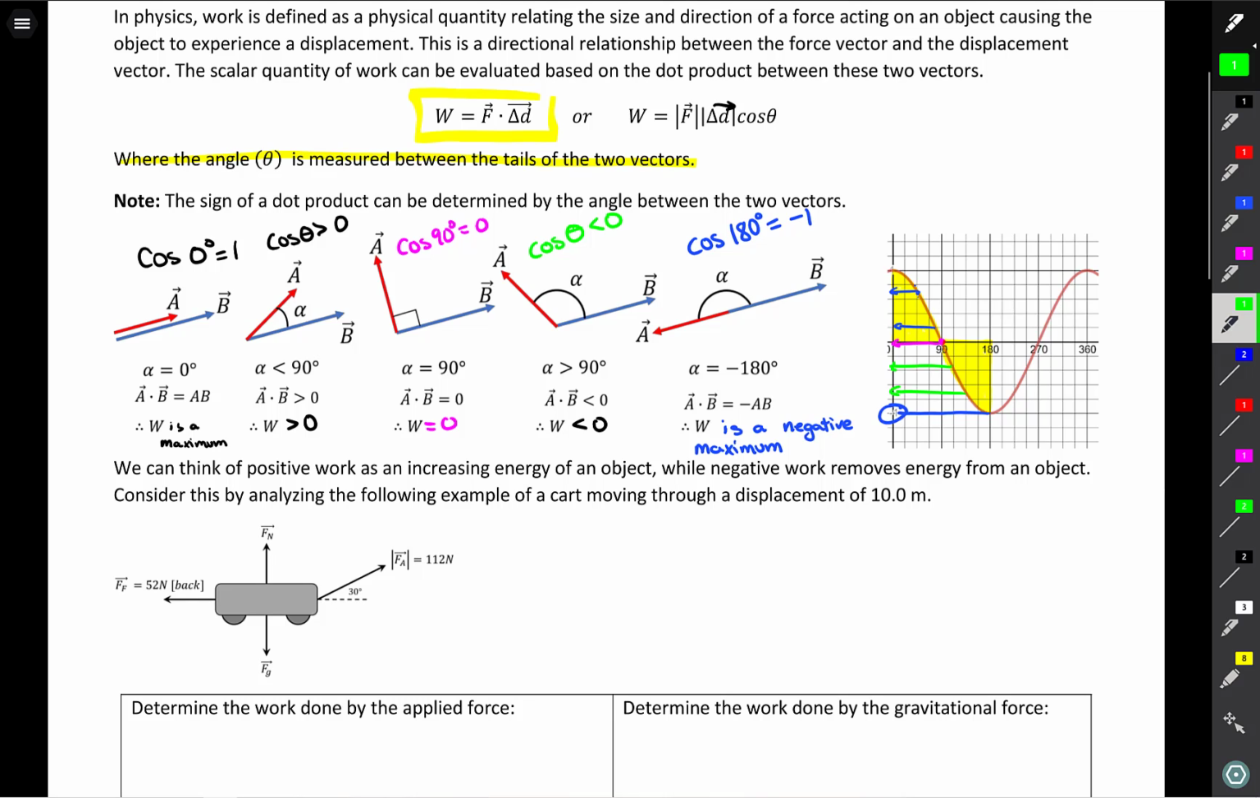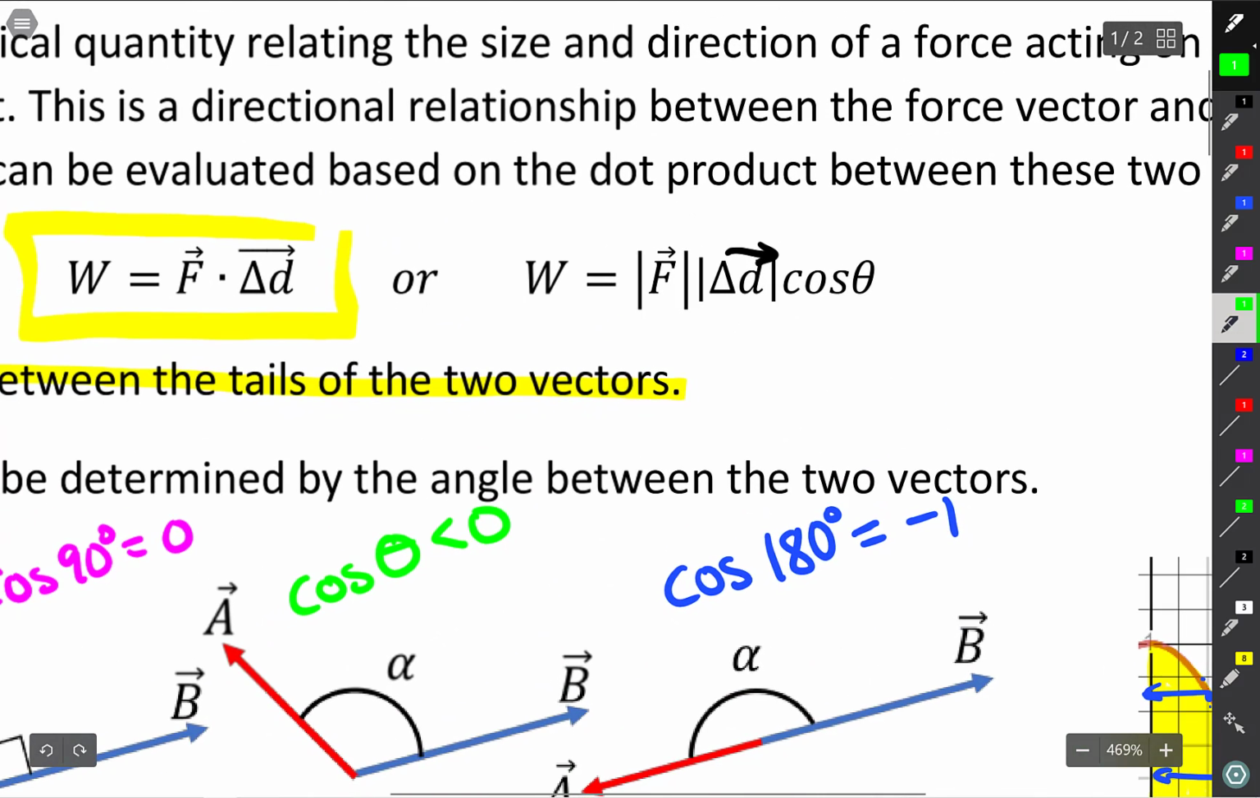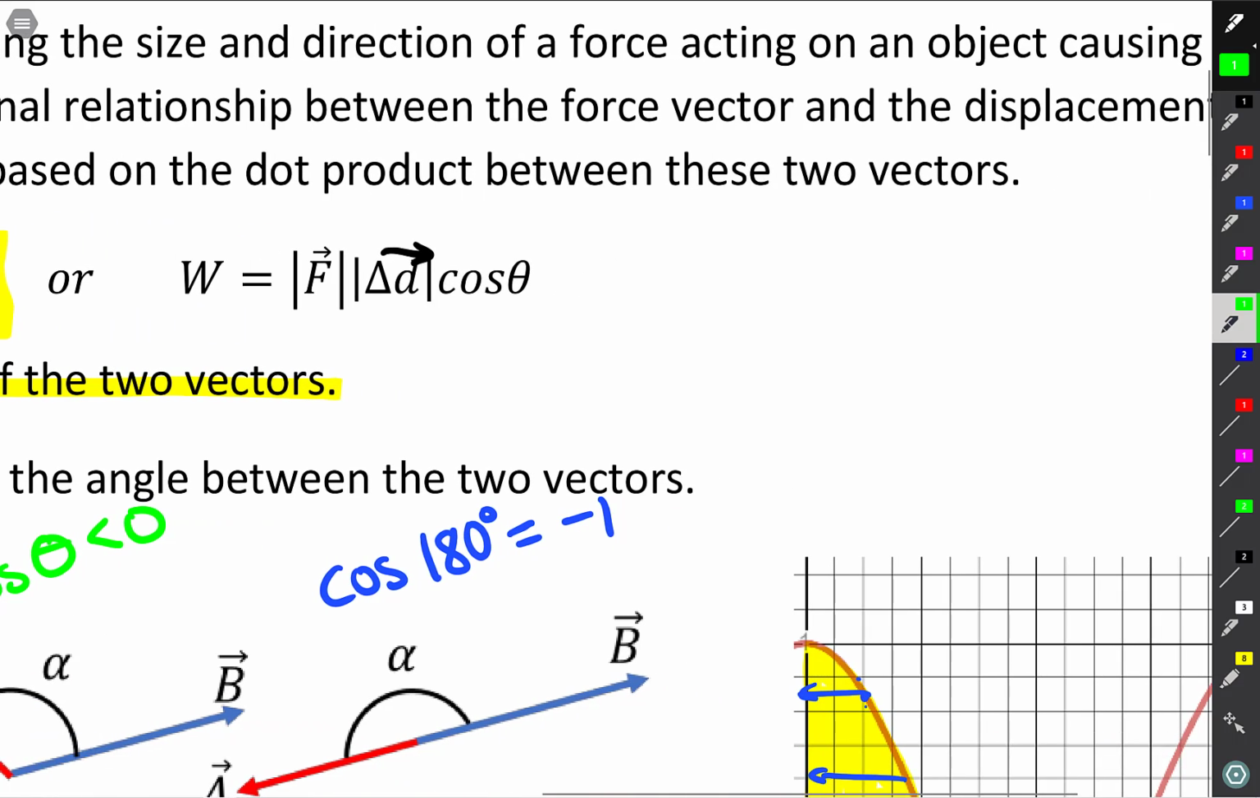So you shouldn't have to worry about directions with work. And the other thing that we're going to mention is the units on work. So I'm just going to come up to our equation here, and let's deal with the units of work.